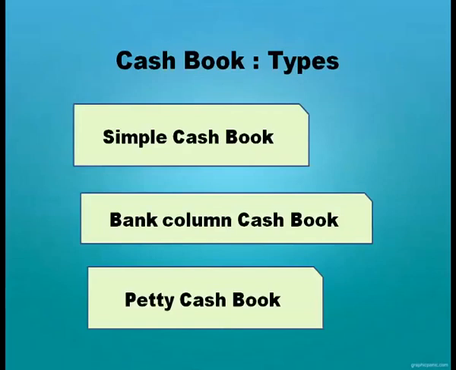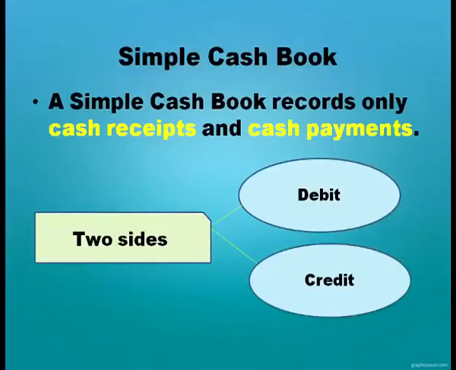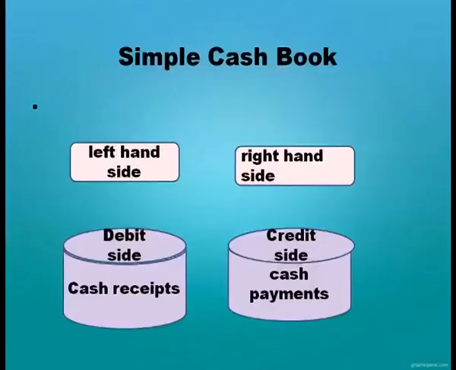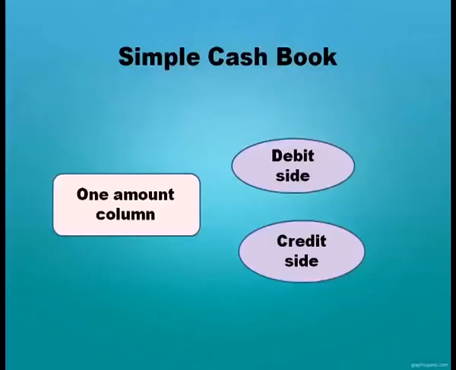Mainly there are three types of cash book: simple cash book, bank column cash book and petty cash book. Simple cash book records only cash receipts and cash payments. Two sides we have, one is the debit side and one is the credit side. The left hand side is the debit side, that is, cash receipts are recorded on the left hand side. The right hand side is the credit side, that is, cash payments are recorded on the credit side of the cash book. In a simple cash book only one amount column will be there, one on the debit side and another amount column on the credit side.